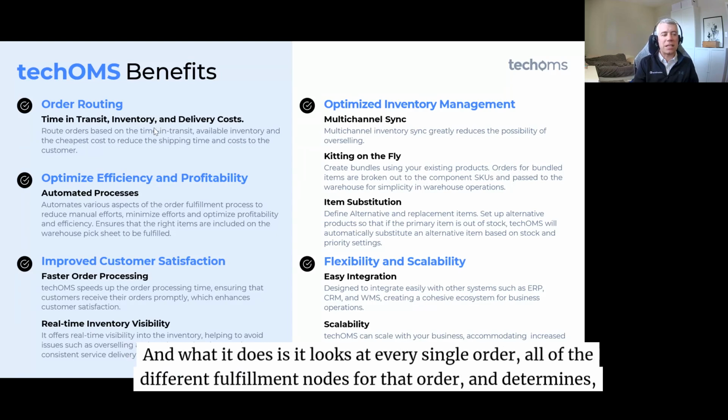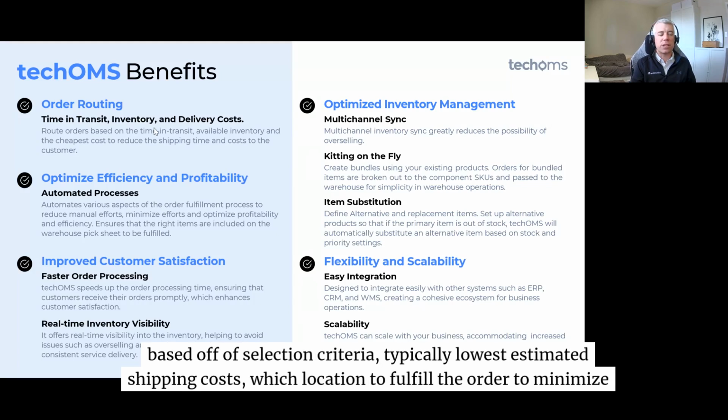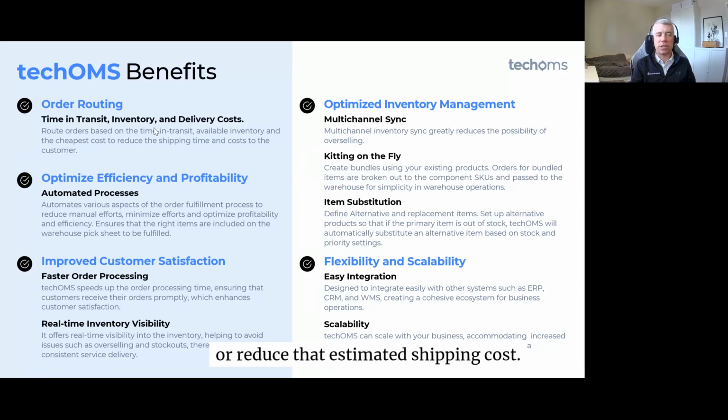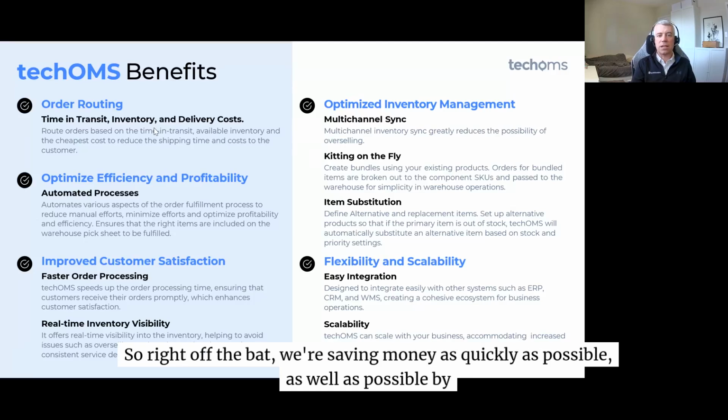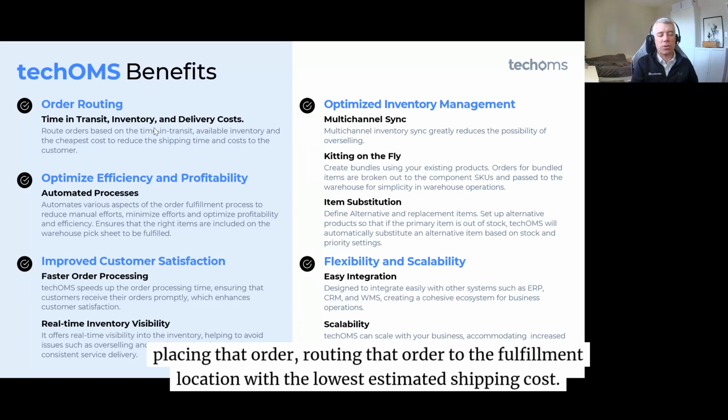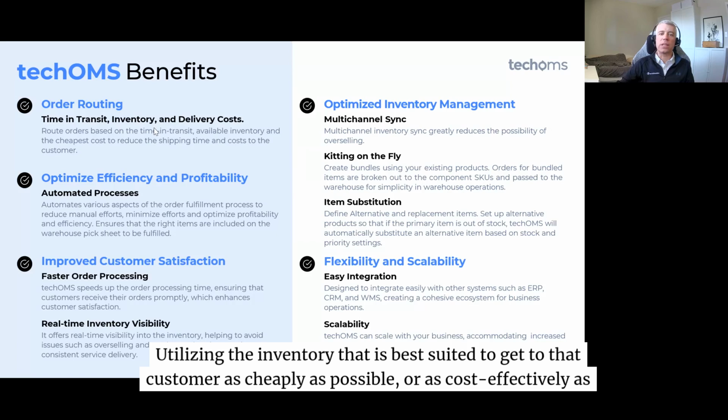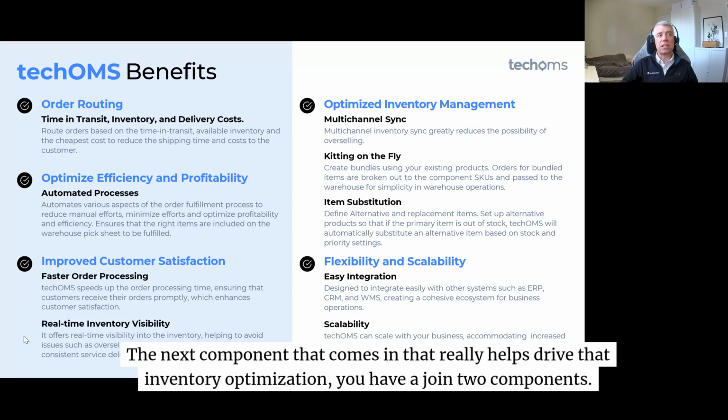And what it does is it looks at every single order, all of the different fulfillment nodes for that order, and determines based off of selection criteria, typically lowest estimated shipping cost, which location to fulfill the order to minimize or reduce that estimated shipping cost. So right off the bat, we're saving money as quickly as possible by routing that order to the fulfillment location with the lowest estimated shipping cost, utilizing the inventory that is best suited to get to that customer as cost effectively as possible.